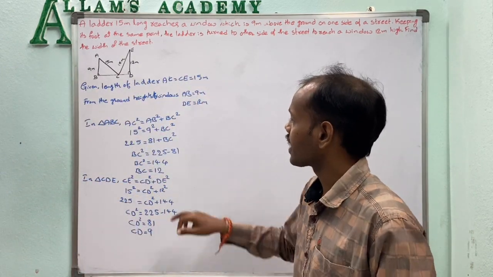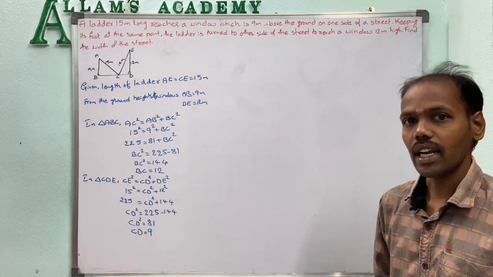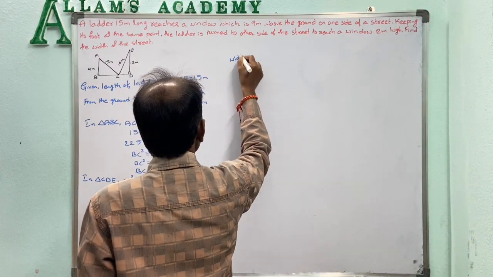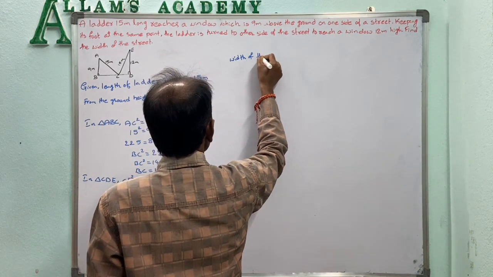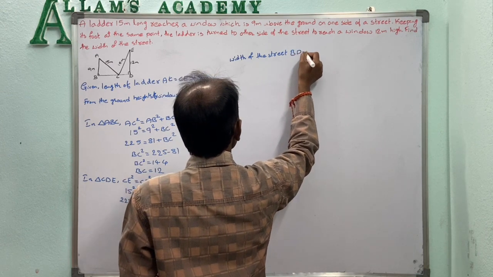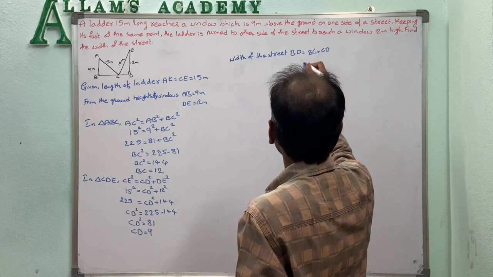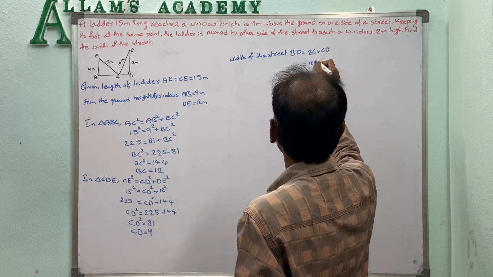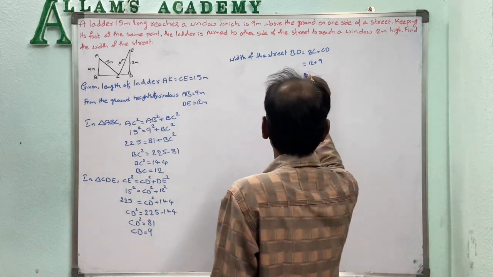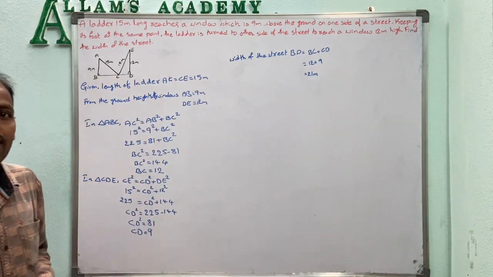So here we get the base lengths BC and CD as 12 and 9 meters. Our task is to find the width of the street. So the width of the street BD equals BC plus CD. BC is 12 plus CD equal to 9, so 12 plus 9 equals 21. So the width of the street is 21 meters.